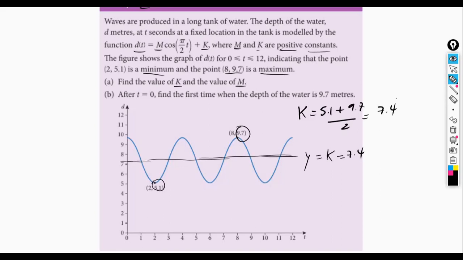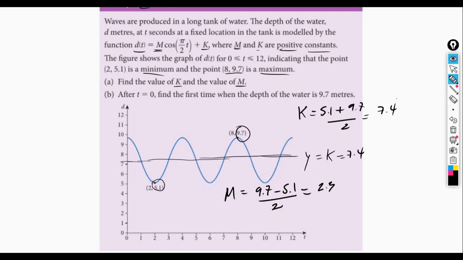And then m, as we know from here, is the amplitude. So what is the amplitude? Well, the amplitude is going to be half of the difference between those 2 points. So maximum minus minimum divided by 2. So m is going to be 9.7 minus 5.1 divided by 2. And that is going to give us 2.3.